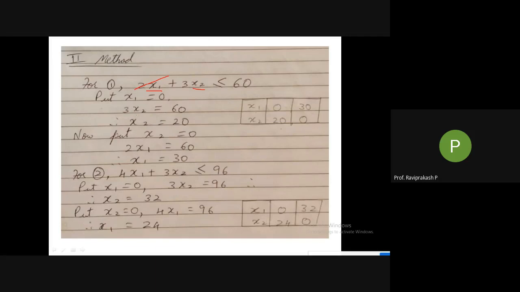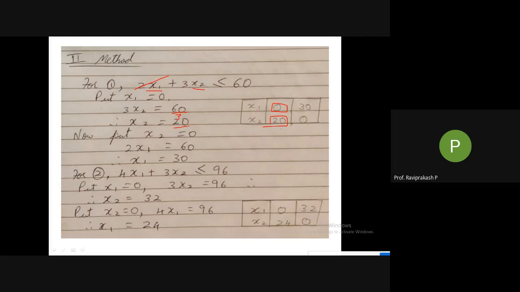So what is my x2? x2 is equal to 60 divided by 3. So what is 60 divided by 3? It is 20. If I put x1 is equal to 0, I am getting x2 is equal to 20. Okay, so this is how I am writing it here. I am making a box here. So if I am putting x1 is equal to 0, I am getting x2 is equal to 20.